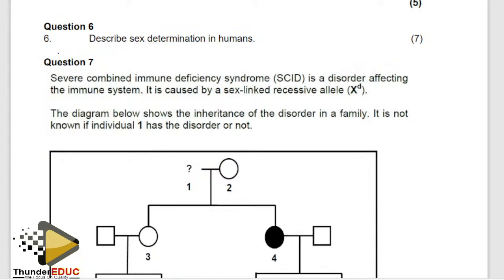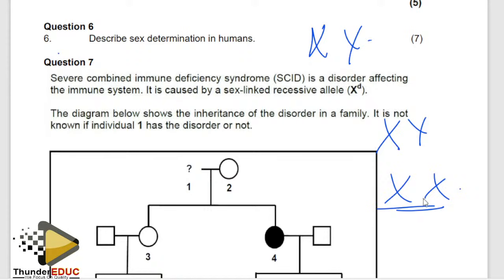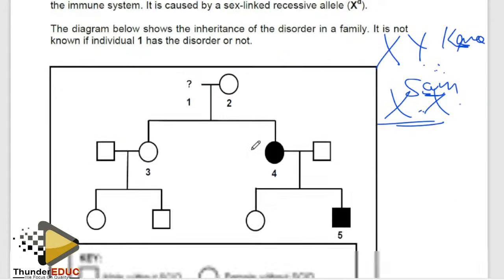If they say sex linked disorder, definitely you have to use X and Y. Male, there will be X and Y. Female, there will be X and X. If it is not a sex linked disorder, please don't use X and Y. However much they have talked about male and female, please don't use X and Y if they have not mentioned that this is a sex linked disorder. I think I'm clear there.